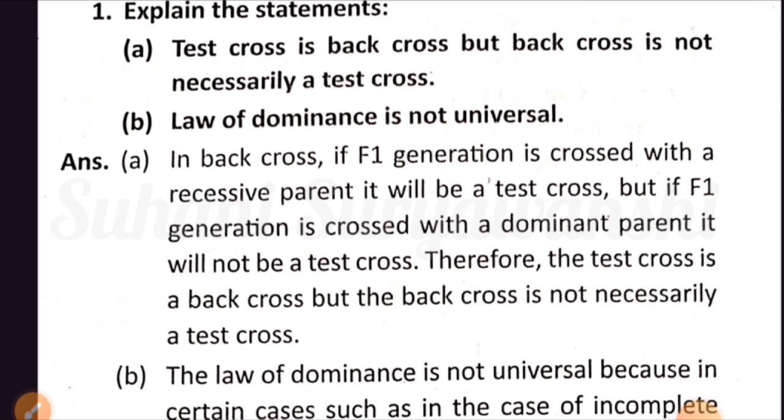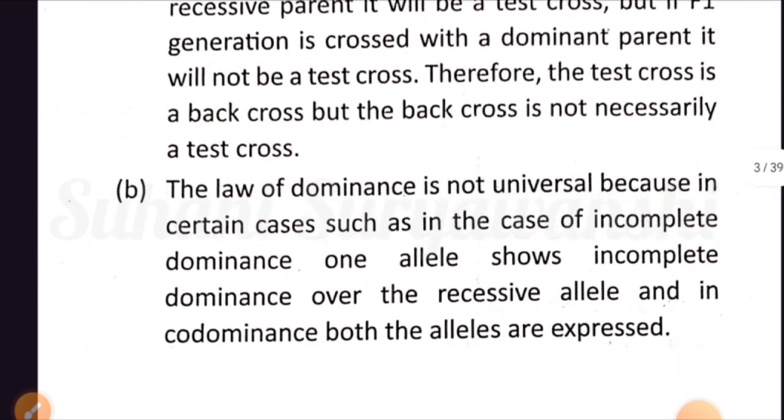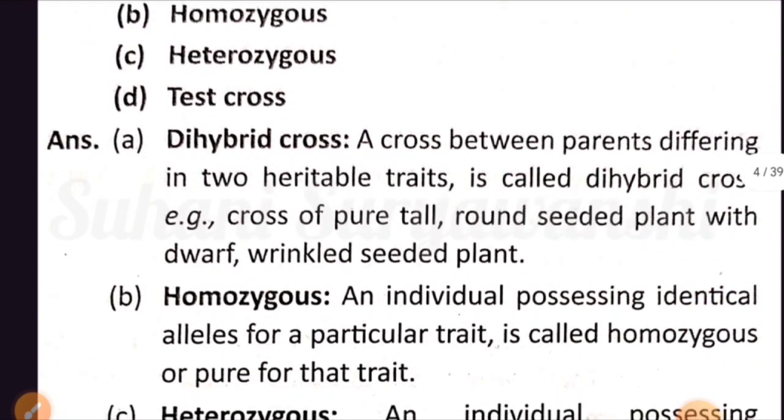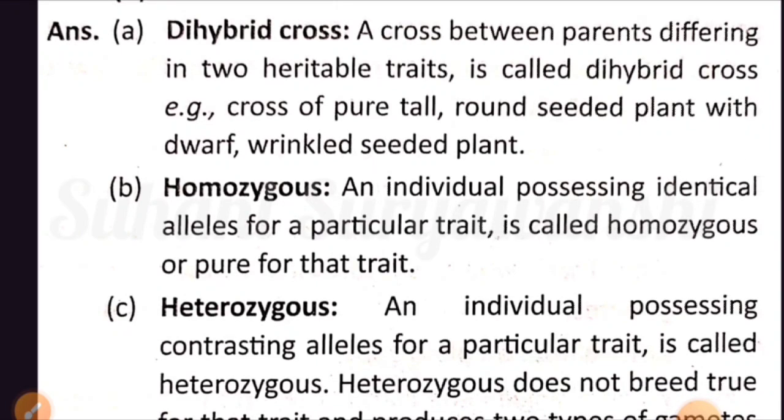Next question, law of dominance is not universal. Answer, the law of dominance is not universal because in certain cases, such as in the case of incomplete dominance, one allele shows incomplete dominance over the other allele, and in codominance both the alleles are expressed. Next question, define the following terms. First term is dihybrid cross. A cross between parents differing in two heritable traits is called a dihybrid cross. For example, a cross of a pure tall round seeded plant with a dwarf wrinkled seeded plant.